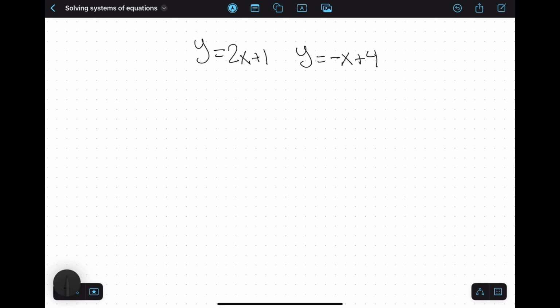So what's a system of equations? It's just two equations with two variables. The solution is the point where these two lines intersect. In other words, the values of x and y that make both equations true.